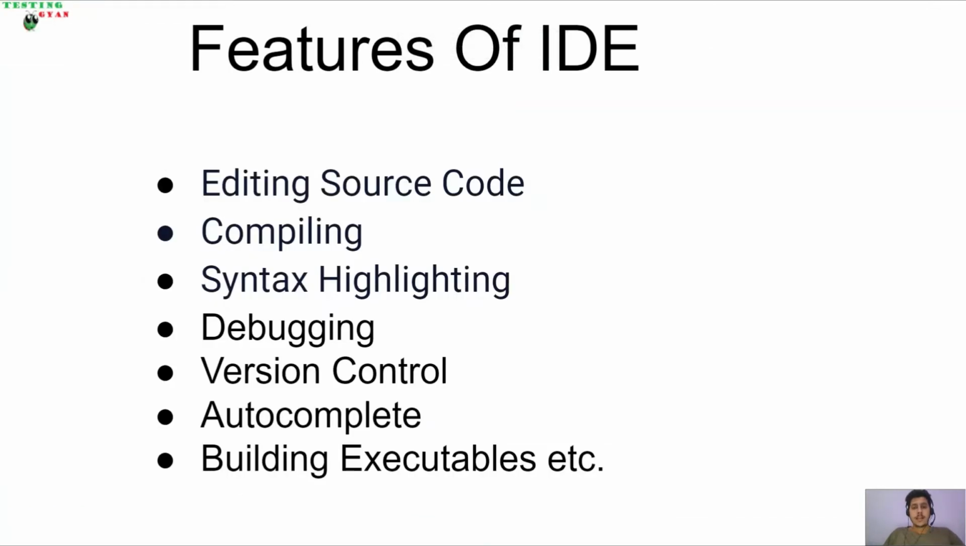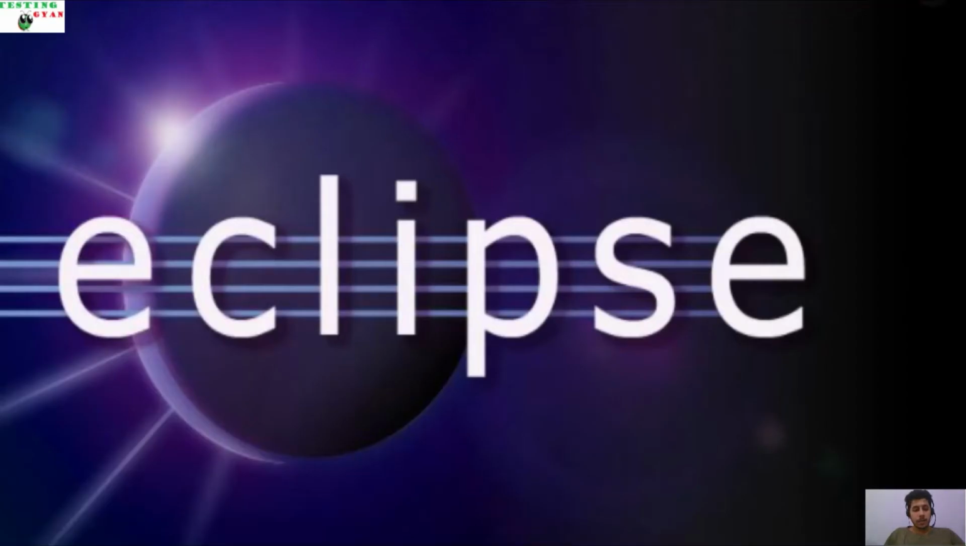Now let us discuss more about the features of an IDE. An IDE has a number of features. These are a few very commonly used features, such as editing the source code, compiling the source code, syntax highlighting, debugging, version control, the autocomplete feature, and building the executable files. Now let us try to understand some of these features with the most popular IDE, which is Eclipse IDE.